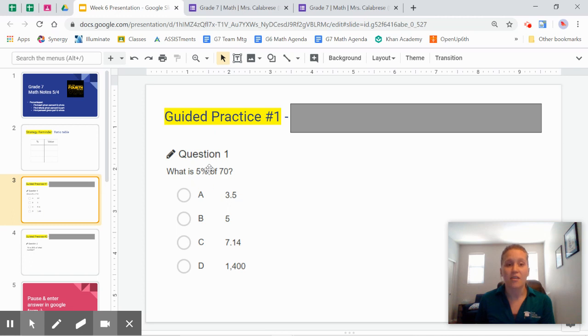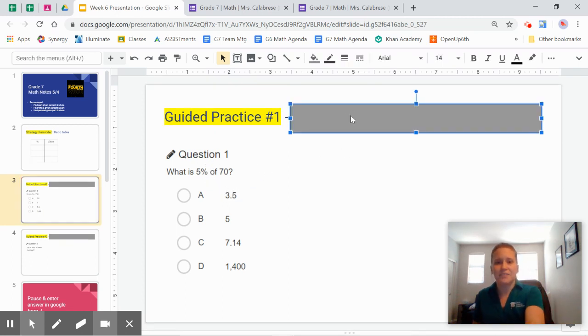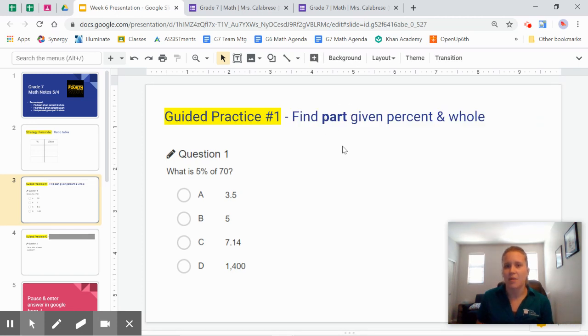Yep, that word "of" tells me that 70 is the whole. So in my example about my class, if I want to know what percent of my students scored in the green, then the whole is all my students, right? "Of 70" means my whole or my total is 70, okay? So I'm given the percent and I'm given the whole. So what I'm being asked to find in this question is the part given the percent and the whole, okay?